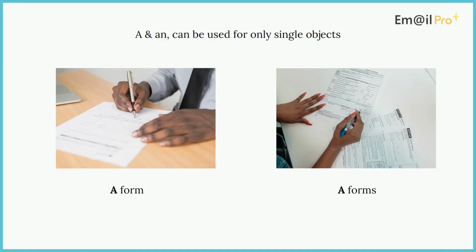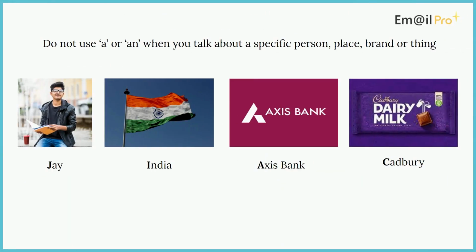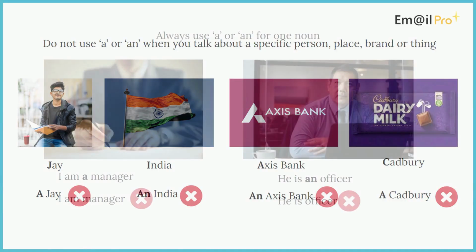When there is more than one of the same kind, do not use a or an. For example, a forms is wrong. Use forms. Do not use a or an when you talk about a specific person, place, brand or thing like Jay, India, Axis Bank or Cadbury, where the first letter of their name is written in capital. For example, a Jay, an India, an Axis Bank or a Cadbury is incorrect.